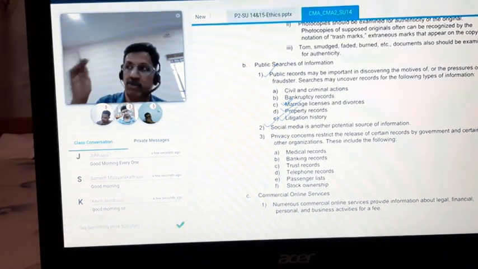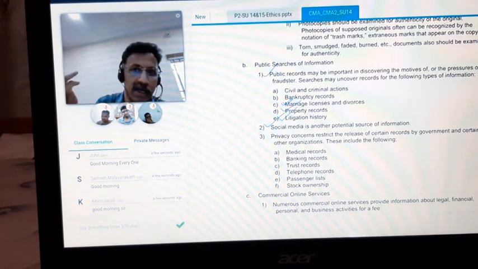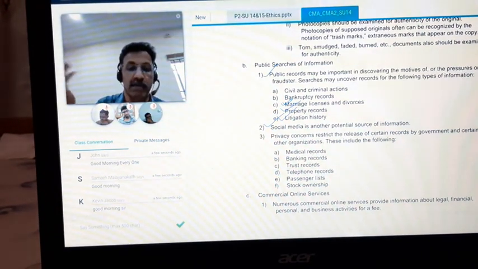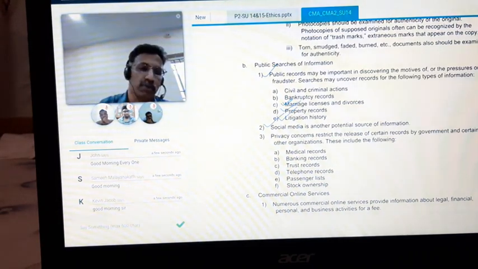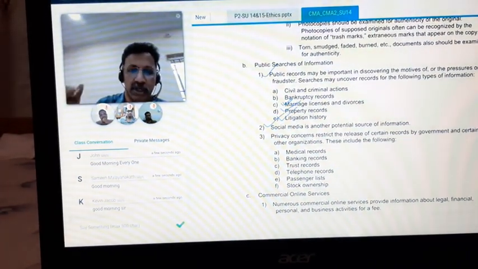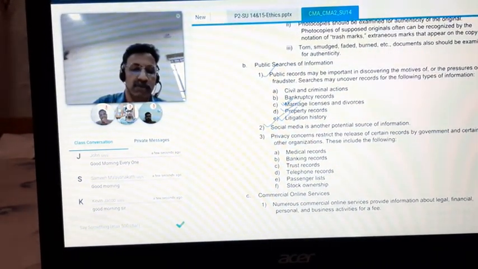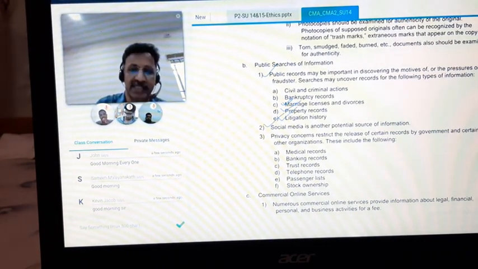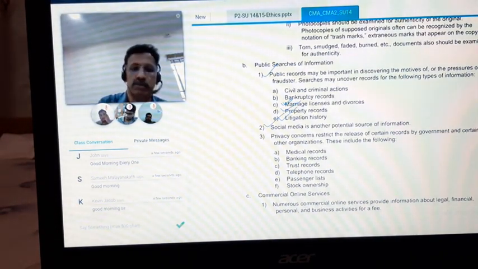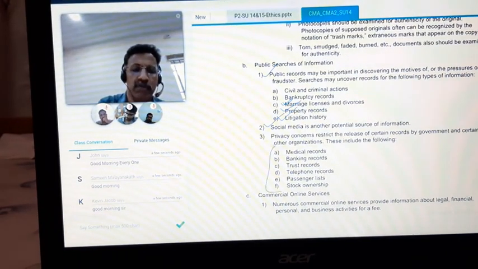Say, for example, if you approach a hospital for the medical records, they will not give you that. Similarly, banking records, trust records, telephone records are all well documented, but they don't give you just like that. You may have to get proper summons from the authorities to get those details, like passenger list, stock ownership. All these things are well documented. If you have the sufficient authorization, you will be able to get that. So you should go for that.